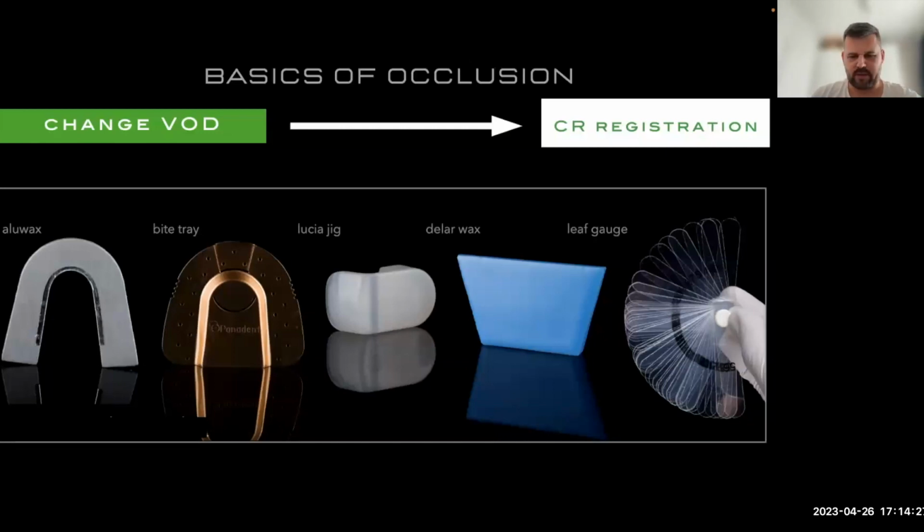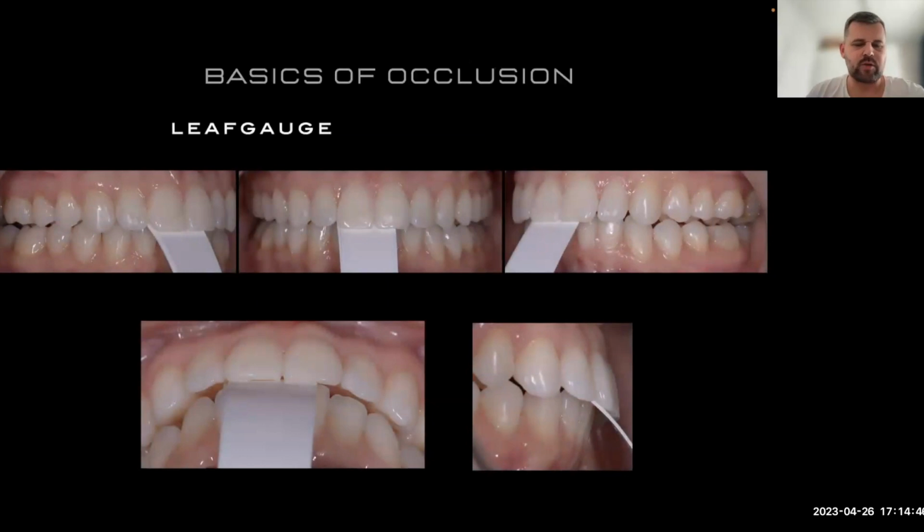And in a situation when you need to change vertical dimension and register a new centric relation, you of course have a lot of tools and a lot of possibilities to do this. And every philosophy of occlusion has its own tools, and you can choose which one you want. But in my practice, I always start from leaf gauge, if we're talking, of course, about a stable patient, because it's simple. And of course, this technique has a limitation, and I cannot use it for every patient.